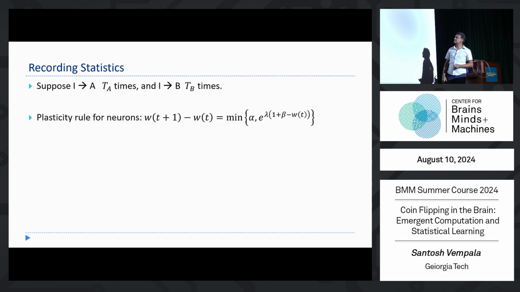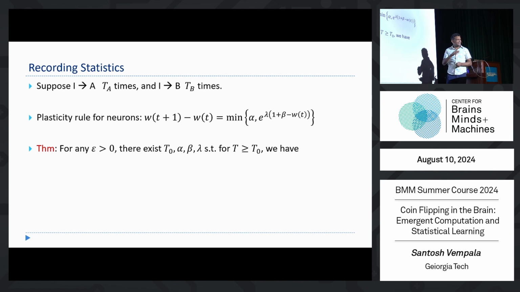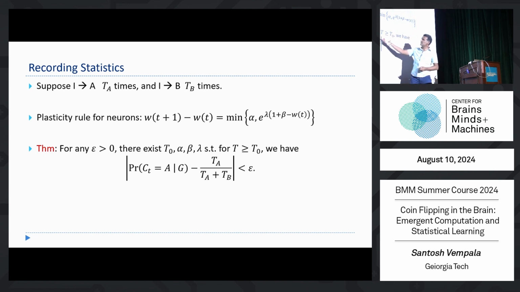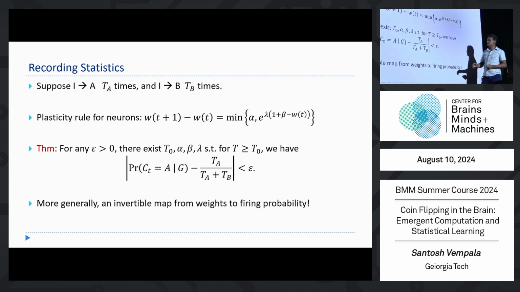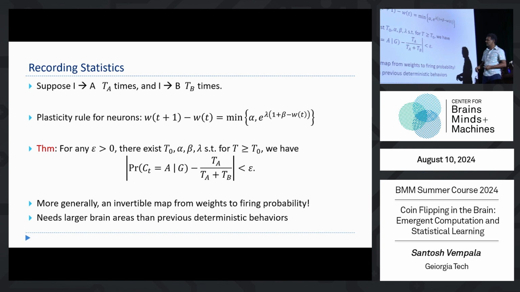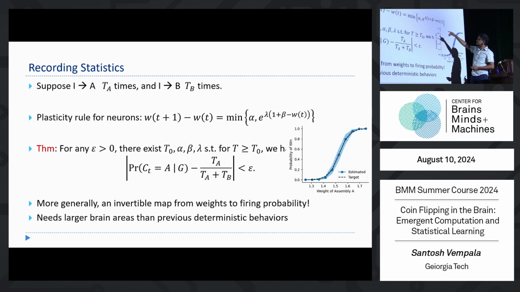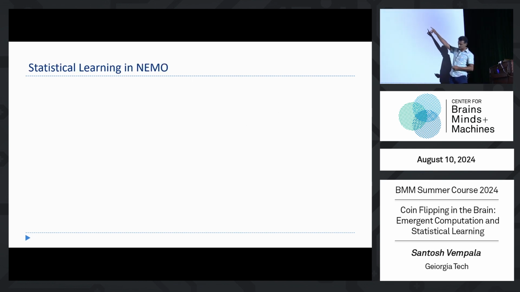Now, this allows us to record statistics, and in fact, you can get any probability you want. If I present A t_A times and B t_B times, and next time I see the input, I need to be able to pick according to the proportion of what you've seen. We can do this. But we need a slightly different plasticity rule.